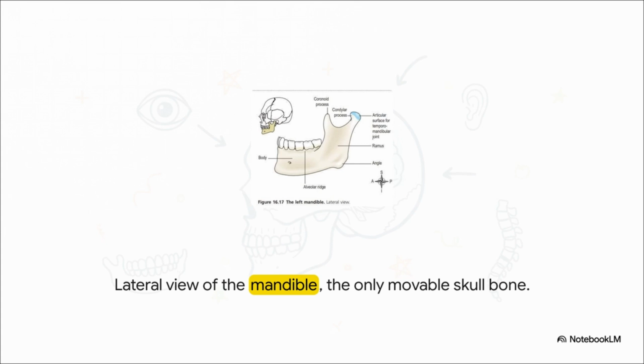If you trace the ramus projecting upward, it splits into 2 processes at the top. The one toward the back is the condylar process. Mark this down, it's super high yield. This specific process articulates directly with the temporal bone to form your temporomandibular joint, or TMJ.